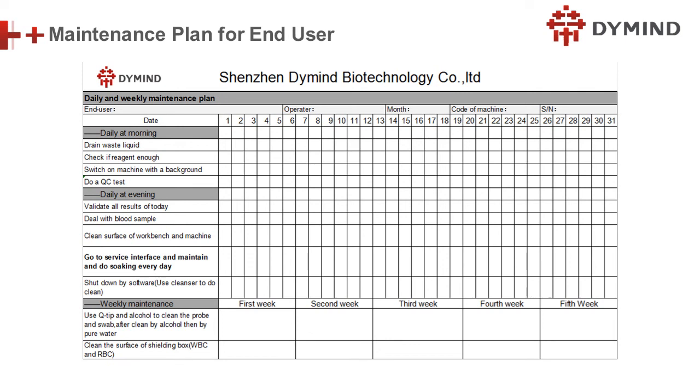If the sample workload is quite a lot, we suggest doing the sample soaking every day, shutting down using the cleanser. And for the weekly maintenance, we can use a Q-tip and alcohol to clean the probe by swab. After cleaning, we use pure water to clean off the alcohol and also clean the surface of the shearing box. This is the weekly cleaning.